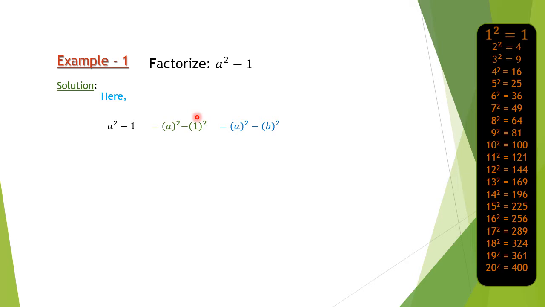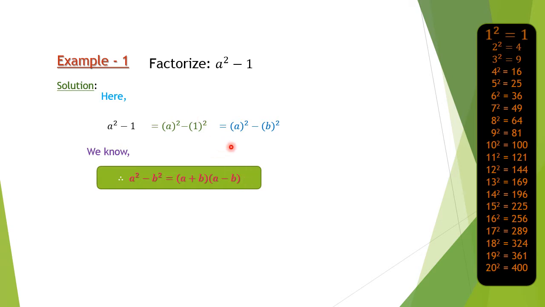Now we know the formula of a square minus b square. We know a square minus b square is equal to a plus b, a minus b. Now we have to be sure about what is the value of a and what is the value of b. We can easily link from here. A is a, so we don't have to worry about it. And what is b? B is only 1. The value of b is 1, and the value of a is a.